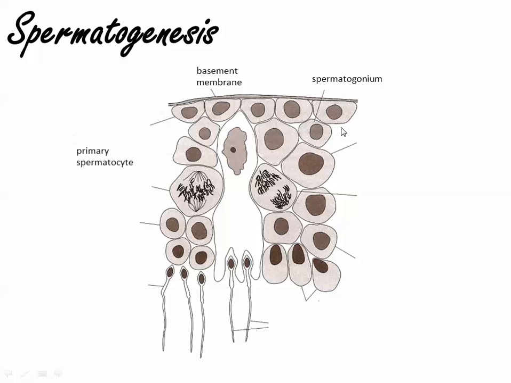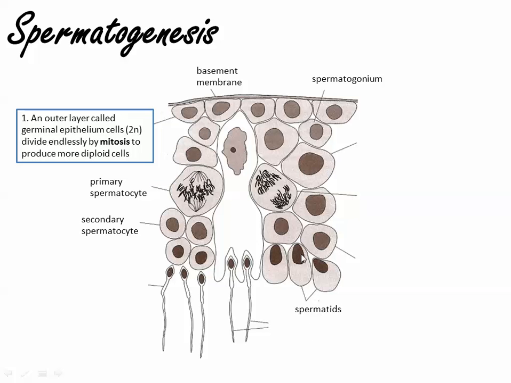Spermatogonium, these are the first stages here. I'm going to add some notes to this in a sec. Spermatogonium. The primary spermatocytes, you can guess what comes next. They develop into secondary spermatocytes. They turn into spermatids, and finally we can call them spermatozoa.